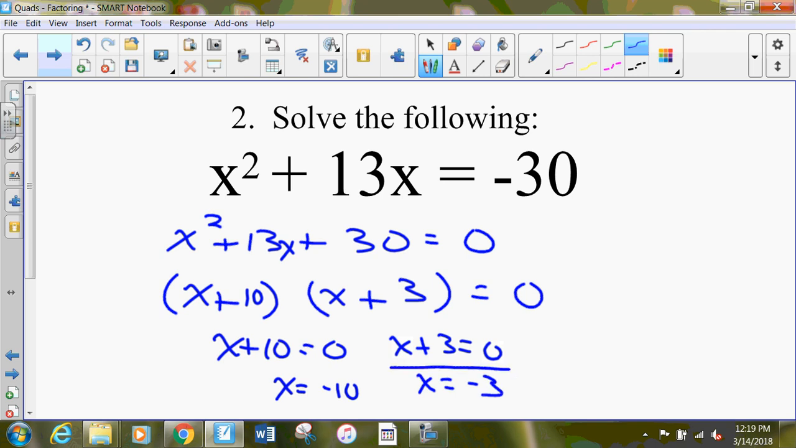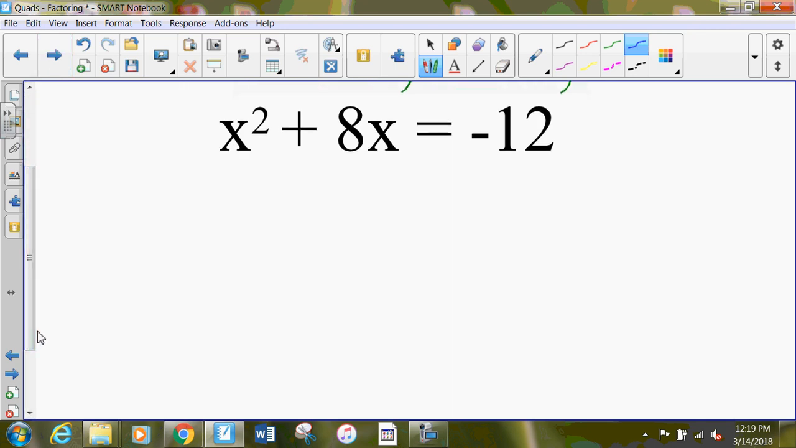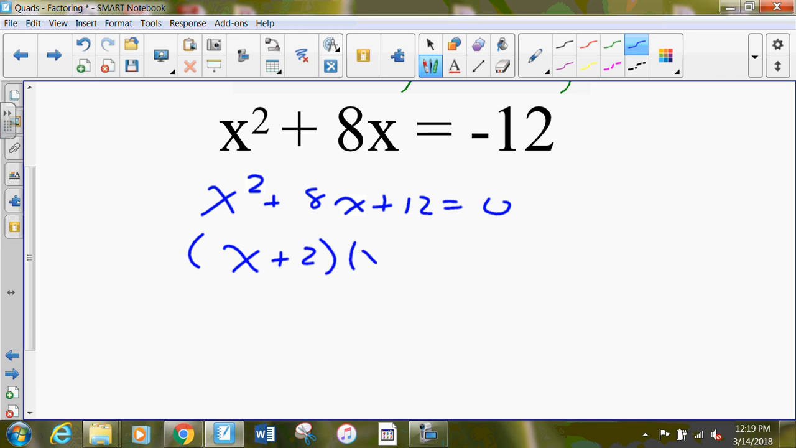All right, I don't think I have you doing very much practice on this because I don't think you need to. Go ahead, though, and just do it on the marker board. Pause real quick, and come on back. All right, so hopefully you got x is equal to negative 2 and x is equal to negative 6.